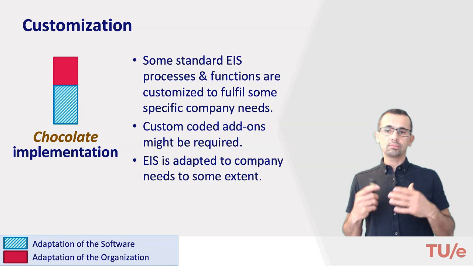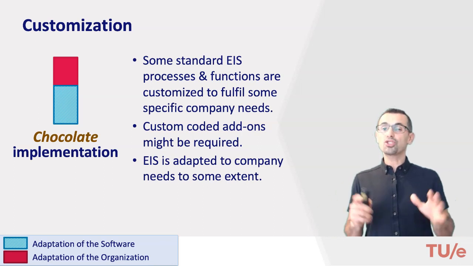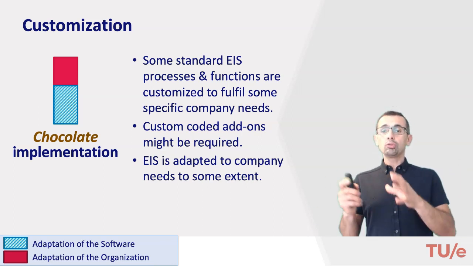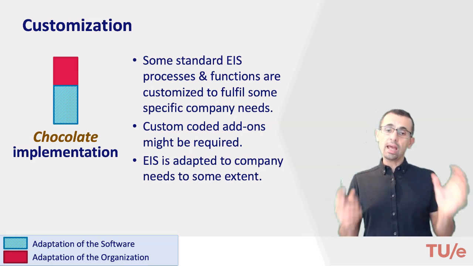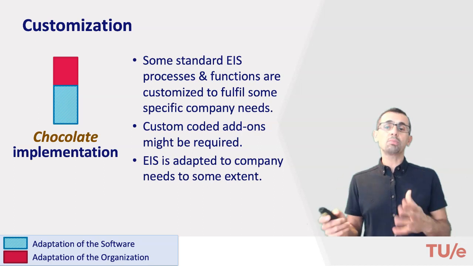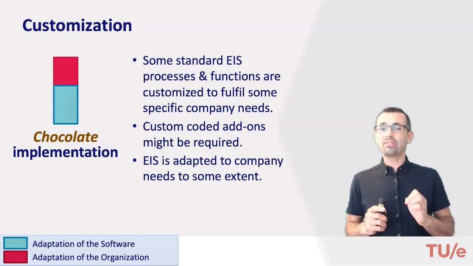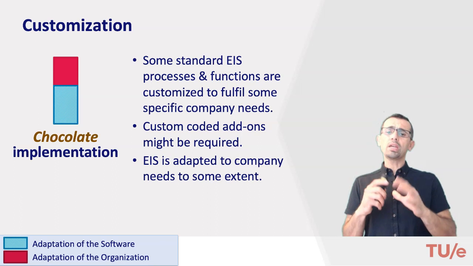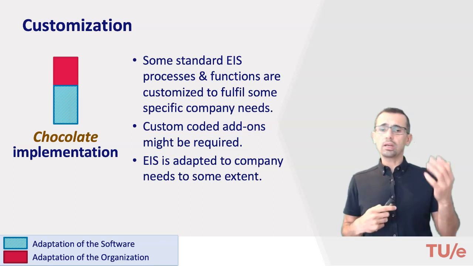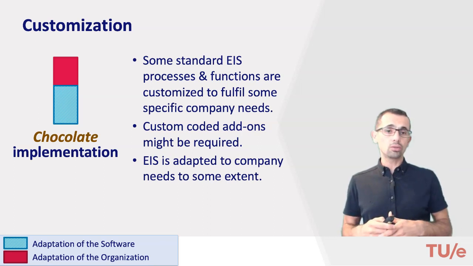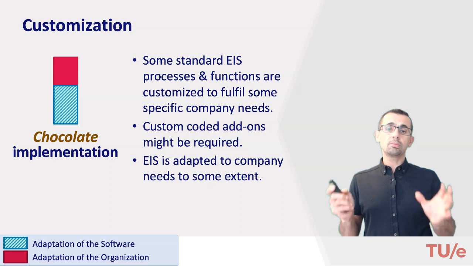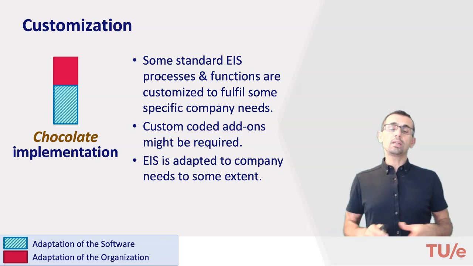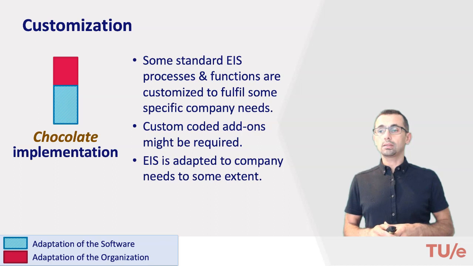Now, the case for customization is a little bit different. We sometimes refer to such adaptations as chocolate adaptations. Now, you buy or acquire a software system and have some standard processes and functions customized to fulfill your own specific needs. In this case, you may even have to build a custom coded add-on for integration, or you can extend the software system with additional functionalities. So, in brief, the software system is adapted to company needs to some extent. Okay.